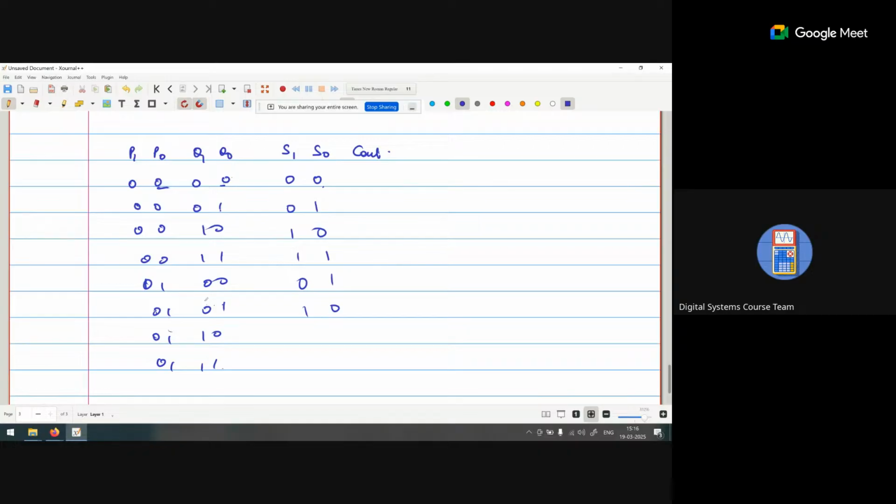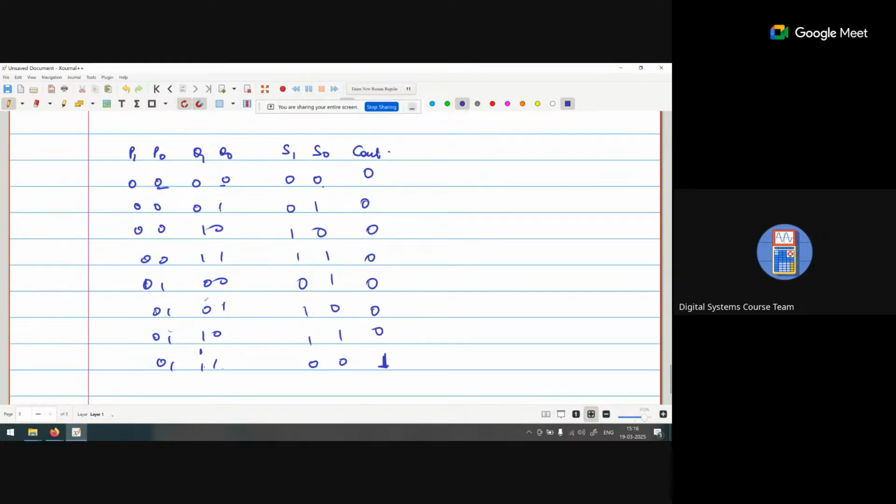Similarly here, 1 and 1. Now in this case, we are getting 1 1. So the addition is 0, with 1 carry. Now for 1 0, the addition is 1 plus 1, so the addition is 0 and 1 carry. So in this case, we are getting a C out. Except all these, we are getting the C out as 0.